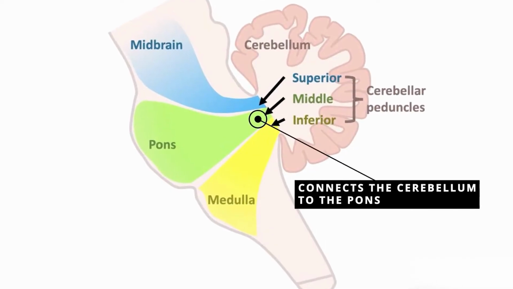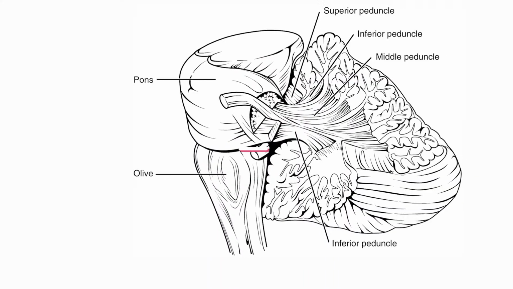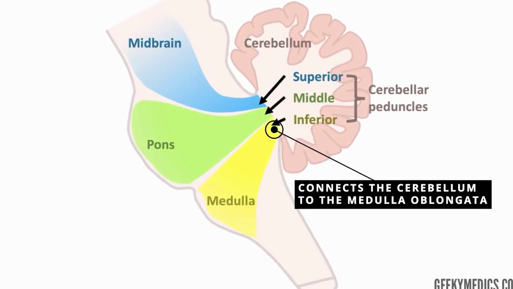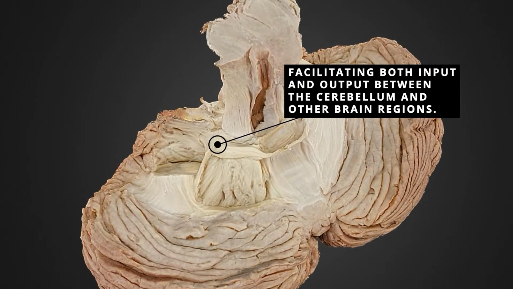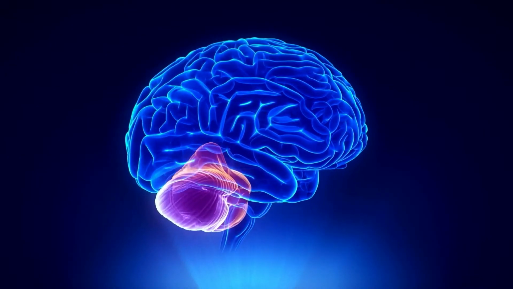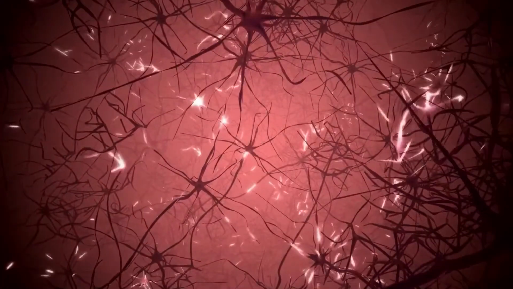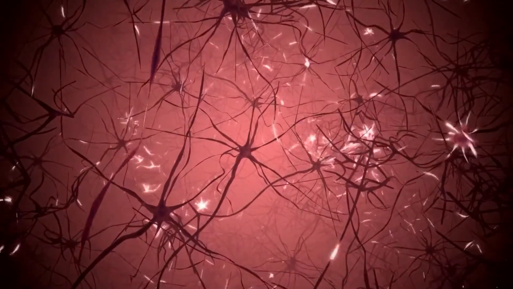Connects the cerebellum to the pons and is the primary input route to the cerebellum. Inferior cerebellar peduncle. Connects the cerebellum to the medulla oblongata, facilitating both input and output between the cerebellum and other brain regions. Despite the cerebellum's smaller size compared to the cerebrum, the cerebellum contains more neurons and plays a crucial role in a variety of tasks, ensuring they are executed with precision and grace.